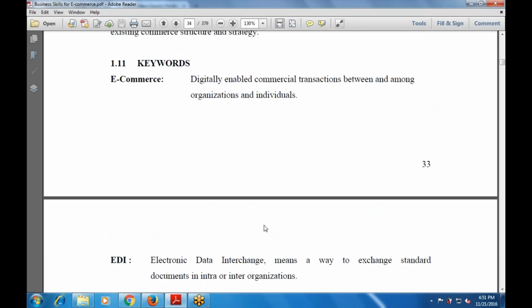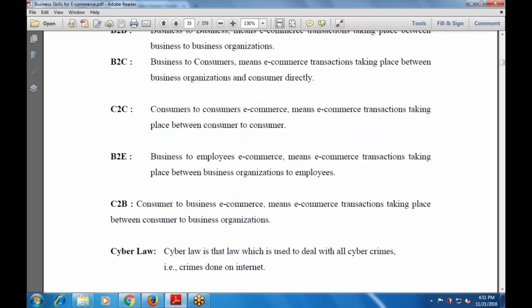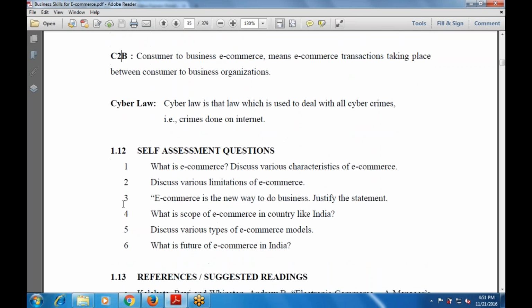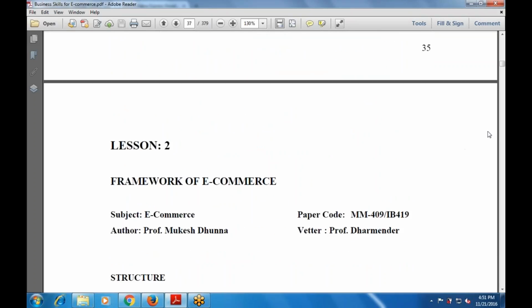These are the various keywords: e-commerce, EDI, electronic data interchange, which is a means or way to exchange data and documents within or between organizations. Then B2B, B2C, C2C, B2E, and C2B. So these are the various forms that we've discussed.